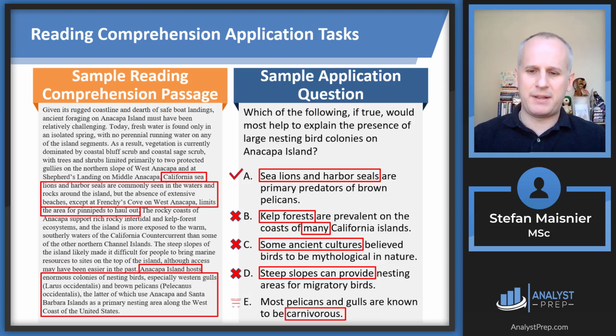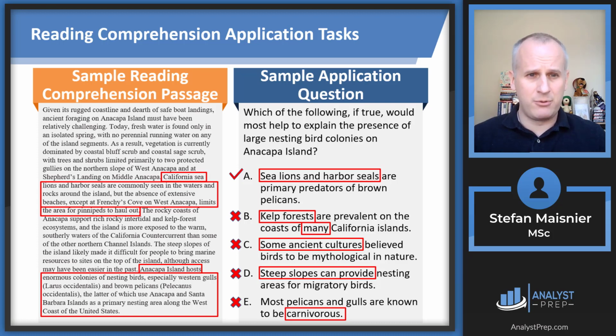And then most pelicans and gulls are known to be carnivorous. Okay, I need to know more information about how that impacts things. Are there things that the gulls eat off of this island or not? And again, most pelicans and gulls, I don't know if that includes these specific western gulls and brown pelicans.